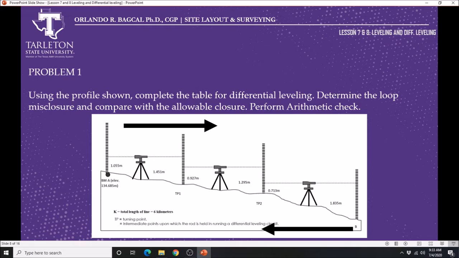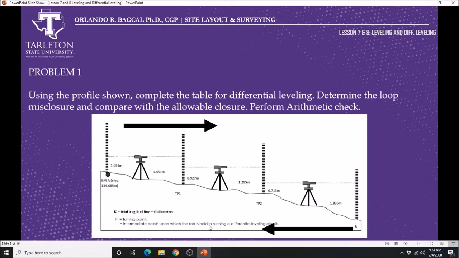All right, so using the profile shown, we're asked to complete a table for differential leveling. Determine the loop misclosure and compare it with the allowable closure. I'm going to show you that there is a means of declaring whether the data that you have gathered is acceptable or not, or whether it can be discarded and you may need to repeat your work.